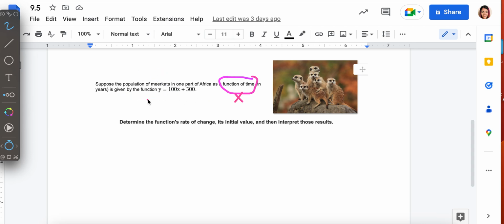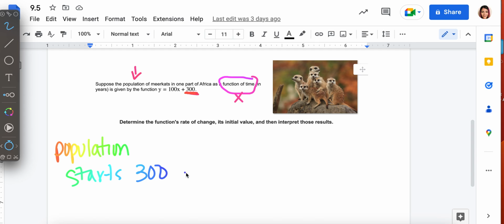So basically what this is saying is the population starts at 300, right? Because that's our initial value. So the population starts at 300 meerkats. That's the initial value. And then it's going up by 100 each, and it says time in years, so each year. And so the constant rate of change is 100 each year. Okay, so that's what that's telling us.